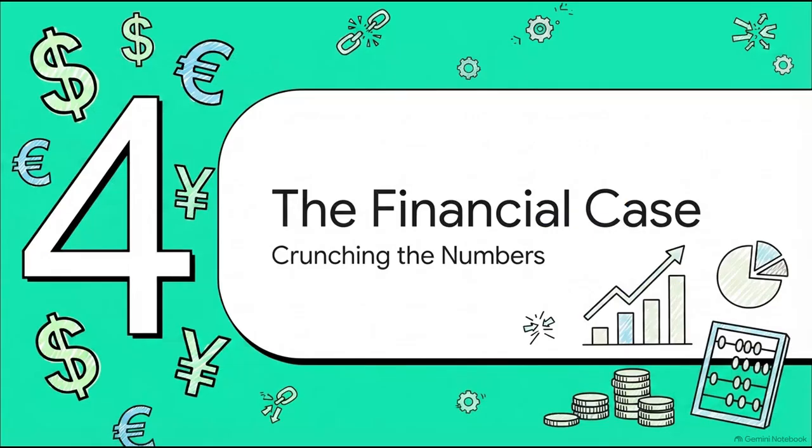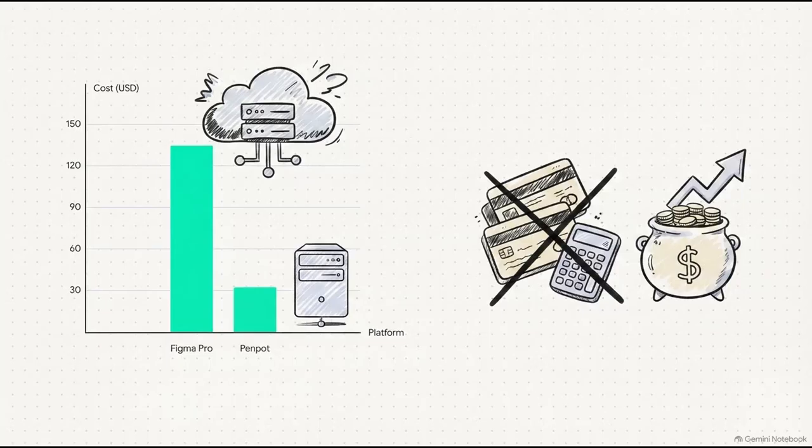Moving right along to section 4, the financial case. Let's crunch some numbers. Let's look at a real-world scenario because this brilliantly illustrates the macro impact of what seems like a micro software decision. Imagine a 10-person design and product team on a typical professional plan. You're looking at roughly $120 to $150 a month.